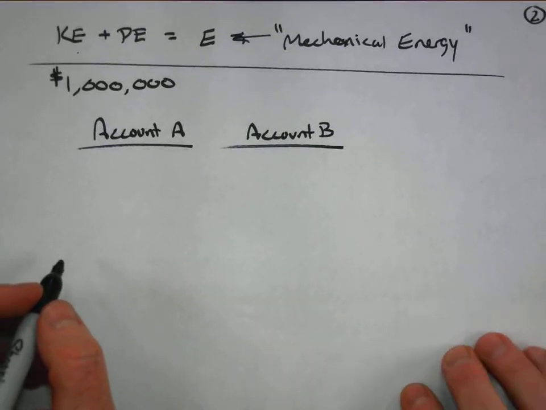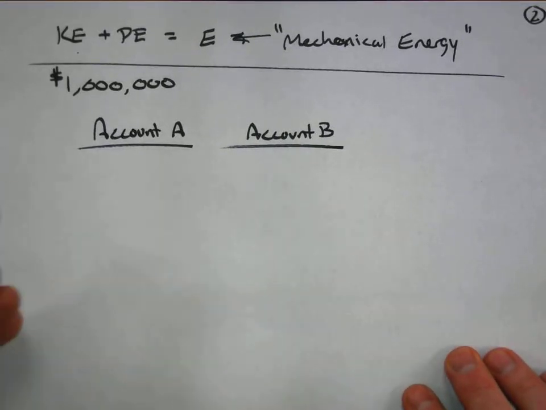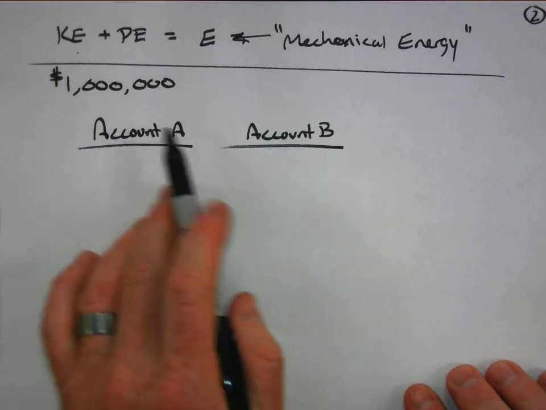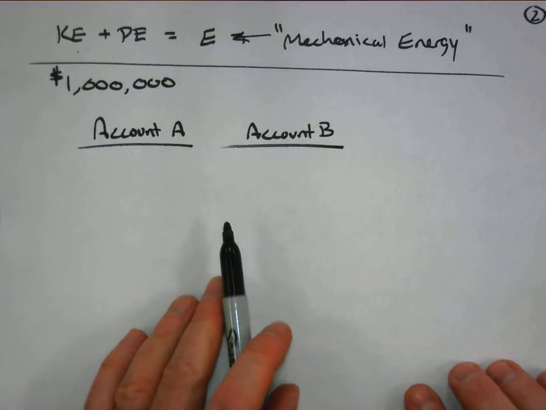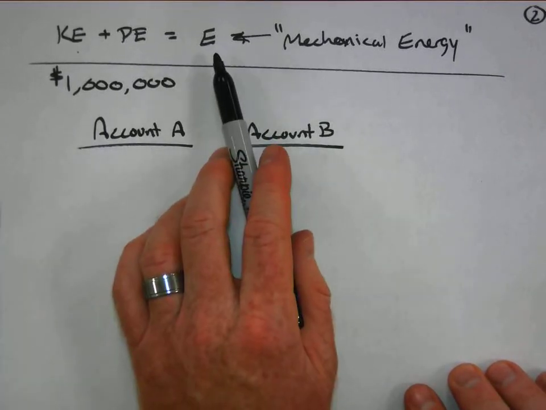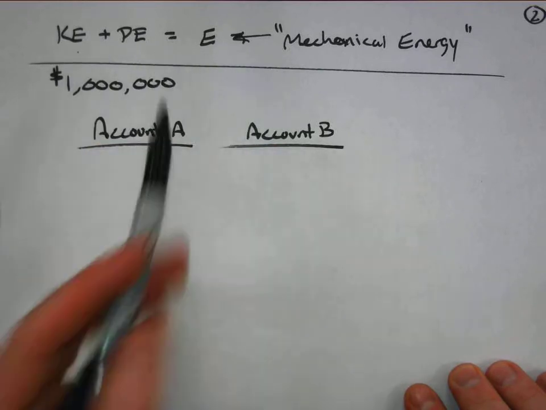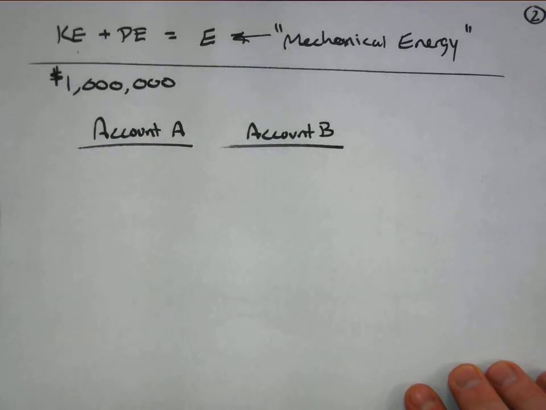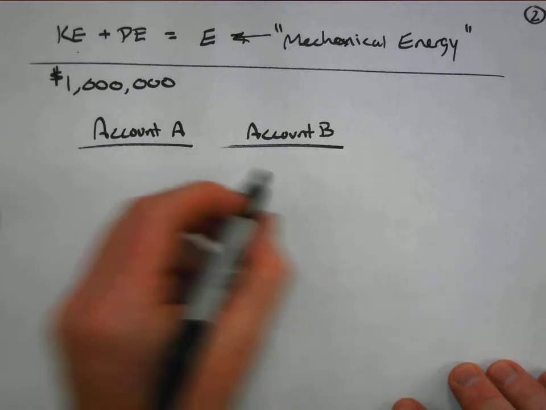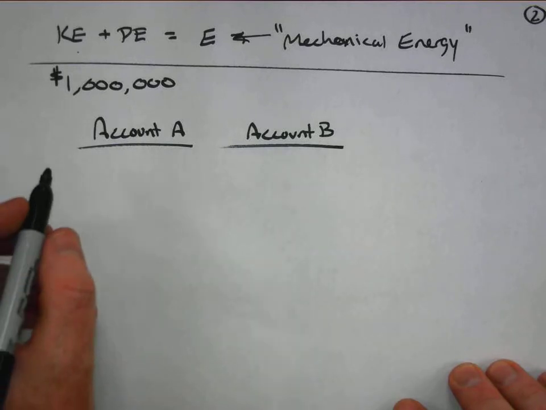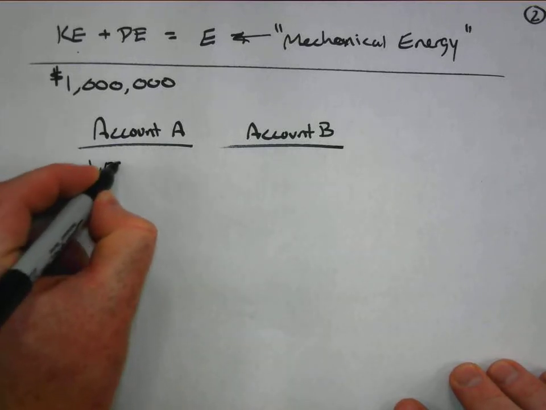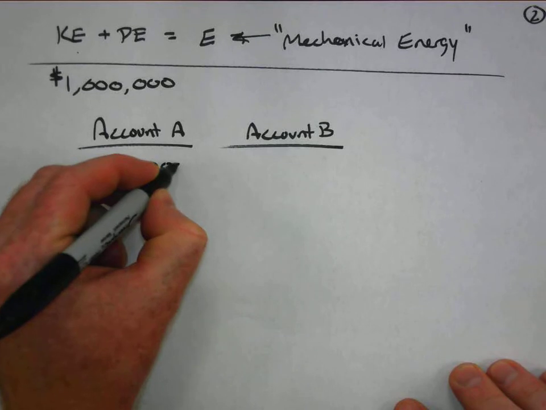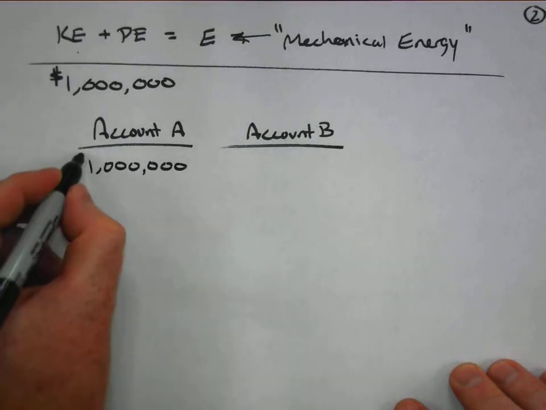And we're not really too concerned with why you have these two accounts, but you're going to see that this analogy will help you understand total mechanical energy along with kinetic and potential energies. So what are you going to do? Where are you going to put the money? You can keep the money in account A, B, or split it between those two accounts. Let's say you put all $1 million, wouldn't that be nice, into that account.